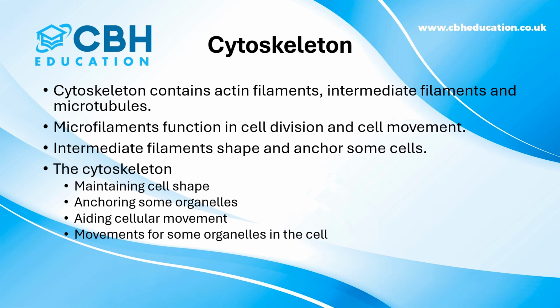So the cytoskeleton contains actin filaments, intermediate filaments, and microtubules. Microfilaments function in cell division and cell movement. Intermediate filaments shape and anchor some cells. So generally, the cytoskeleton plays a role in maintaining cell shape, anchoring some organelles, aiding cellular movement, and movement for some organelles in the cell.